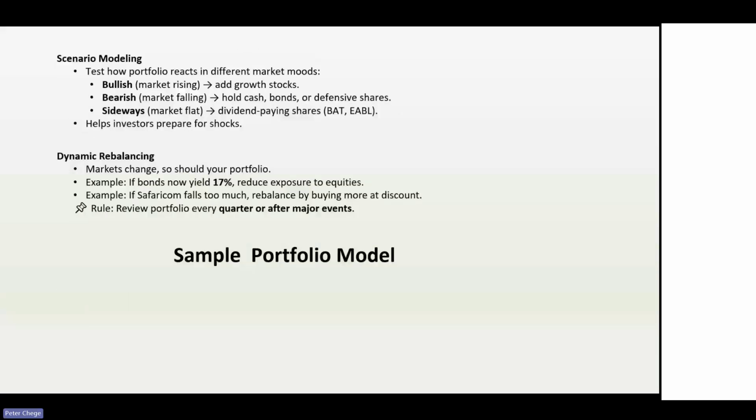So scenario modeling now based on what we have gone through. Bullish, you're adding growth stocks. Bearish, when market is falling, you're holding more of cash waiting for prices to go up. Then defensive stocks, which are paying you dividend. When market is just flat sideways, you are concentrating on dividend paying stocks. And it helps you now prepare for any shock in the market. And never panic when market goes down. It will always recover. Always make changes to your portfolio once in a while, but not everything. Buy more stocks.